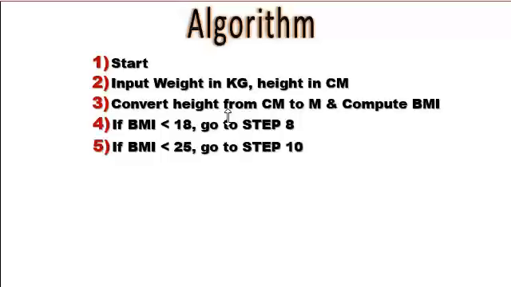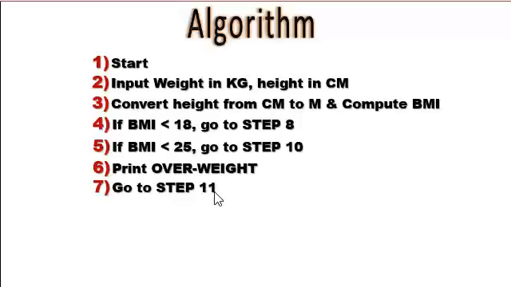If BMI is less than 25, means only if BMI less than 18 is false will it come here, right? If it is true, it will go to step 8. If BMI less than 25, it will go to step 10. If BMI is not less than 18 and BMI not less than 25, then it will come to the next step. Print overweight, meaning it is either 25 or more. Print overweight. Then go to step 11. 11 is nothing but stop.